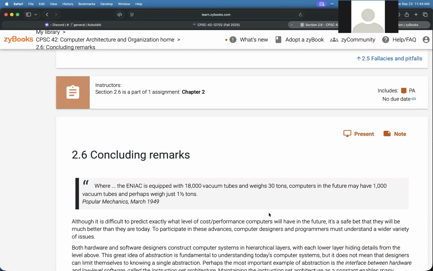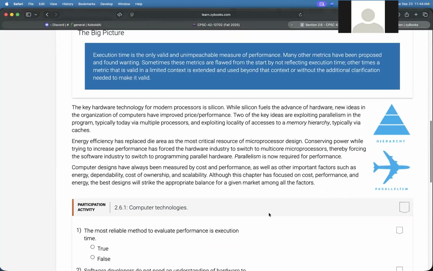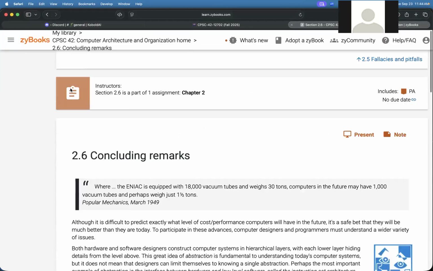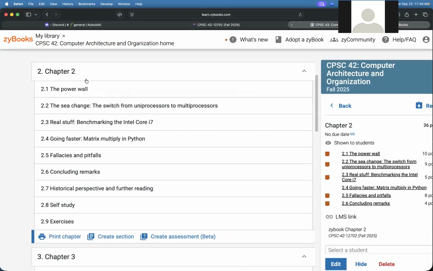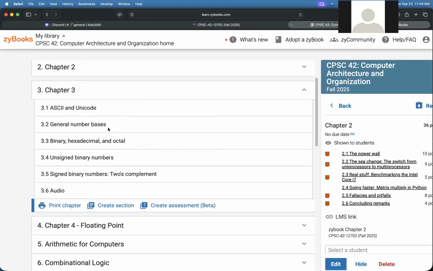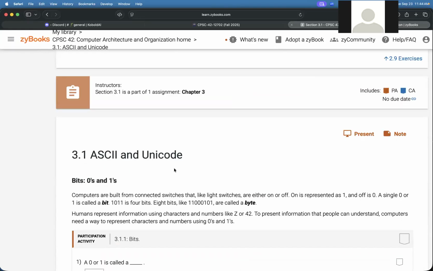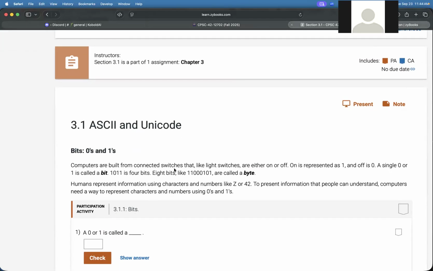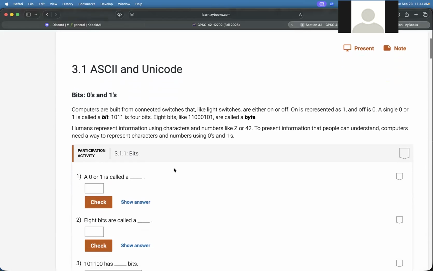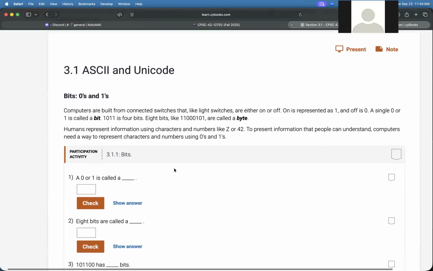I just wanted to talk about Amdahl's law mostly. You can read the concluding remarks here. There's not much to it. I want to do a little bit of chapter 3 now. We'll do 3.1 for sure, but I don't know if we can do 3.2 because of the time. So we'll probably be doing that in class instead of just in this video.